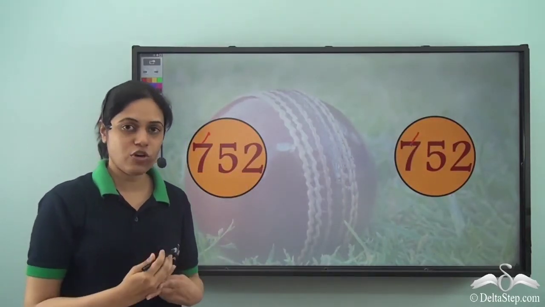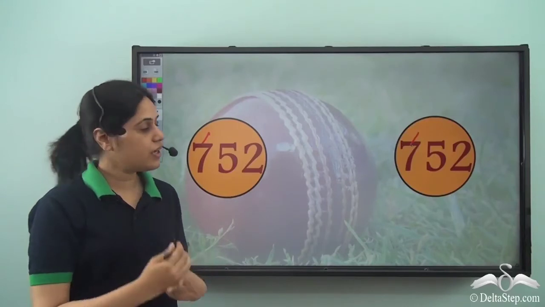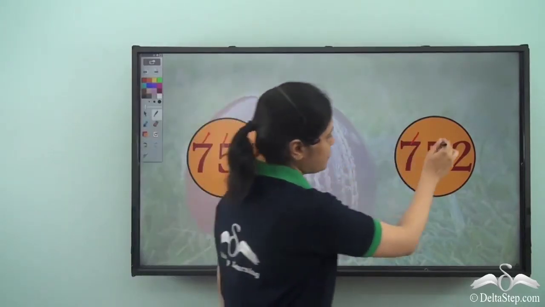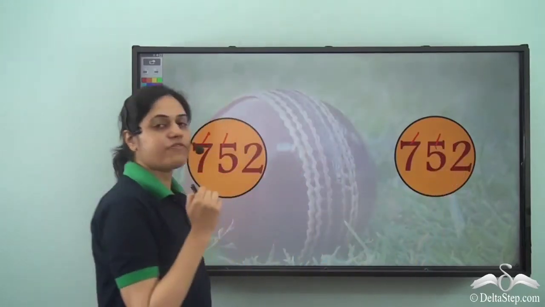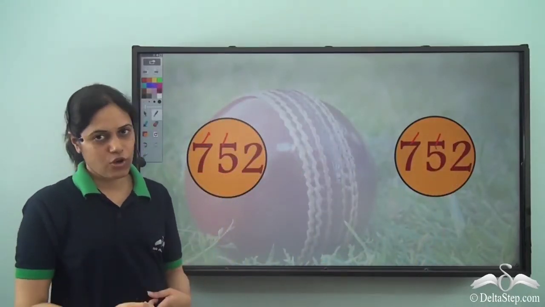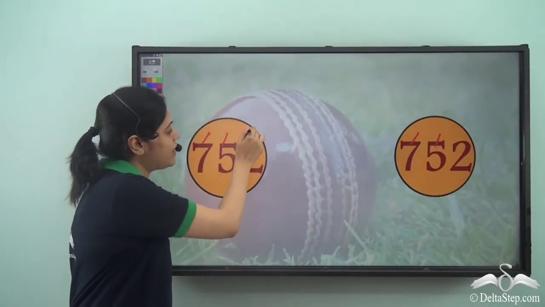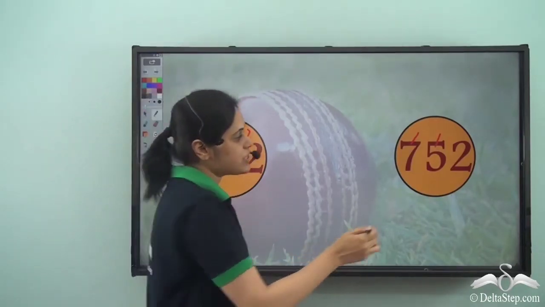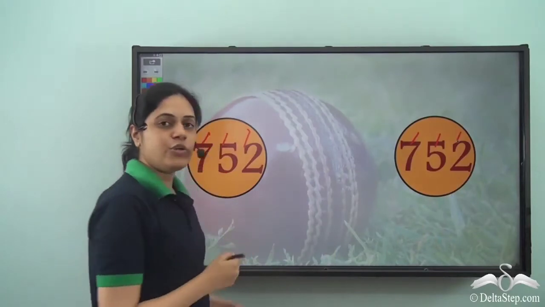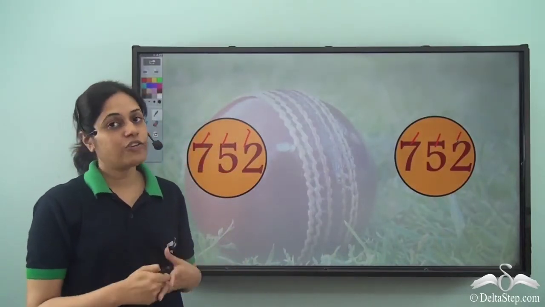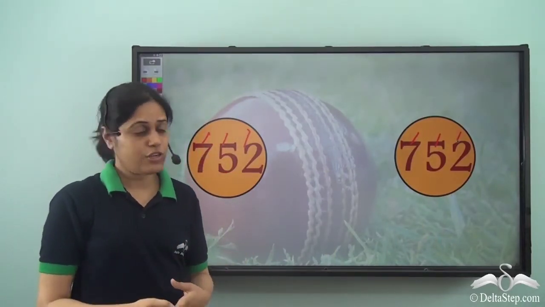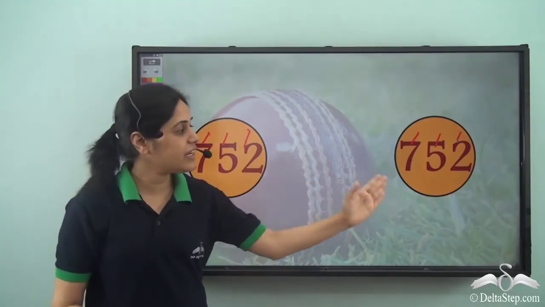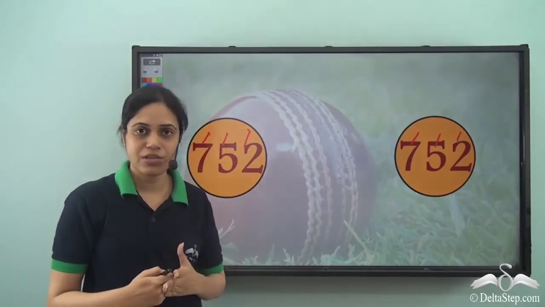So the second trick also does not work. The third trick was to compare the next digit, which is 5 and 5. It does not work. Then we compare the last digit, which is 2 in this case and 2 in this case. Now there are no more digits left. So there is no digit to the right of 2 which I can compare in these numbers.